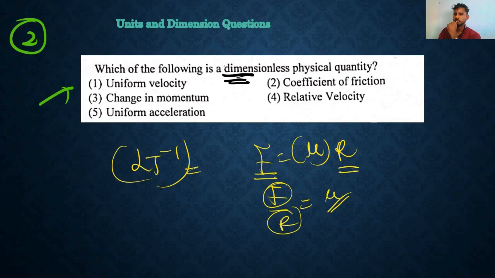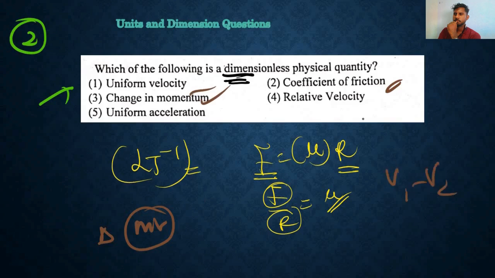Even though we get the answer, let's check the others as well. Change in momentum, delta mv: even though it's a difference, we will still have the dimensions. Only if we divide certain values will the dimensions cancel. We remember that. Relative velocity, again it's a difference, v1 minus v2, so again no change. Uniform acceleration, again it has dimensions L T minus 2. So we have the answer, it's the second answer.